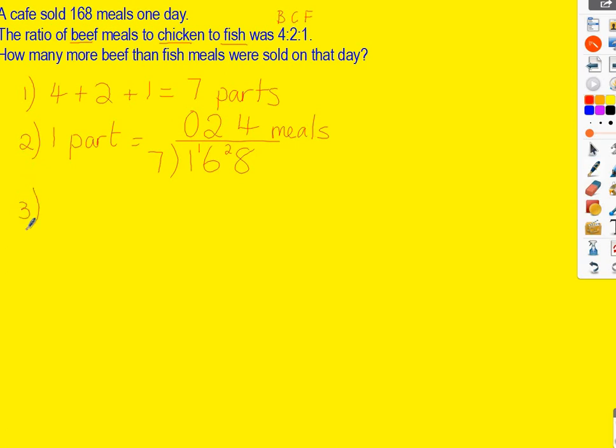Step 3 then, I'm not going to include the chicken meals because I don't need it now. So I'll work out how many beef meals were sold. Now the beef is 4 parts, so that's going to be 4 times 24, which will give you 96 meals. Again, you can use your tower sums if it helps you with your multiplication. Then we've got the fish meals. I've actually got nothing to calculate here because fish is only 1 part, and we know from step 2 that 1 part is 24 meals.